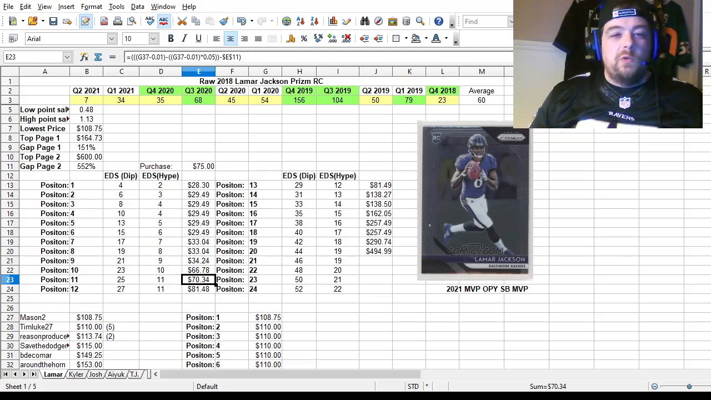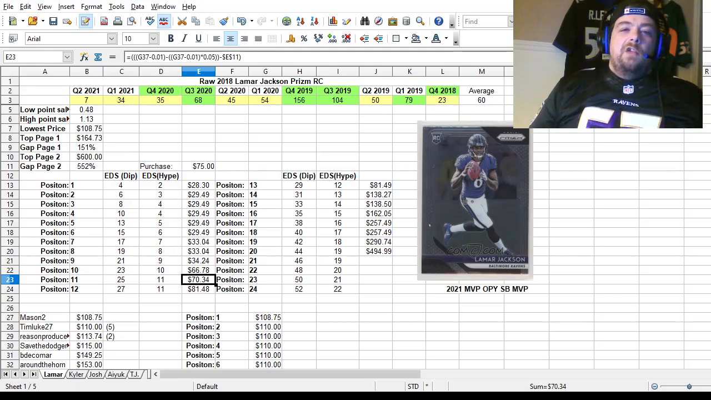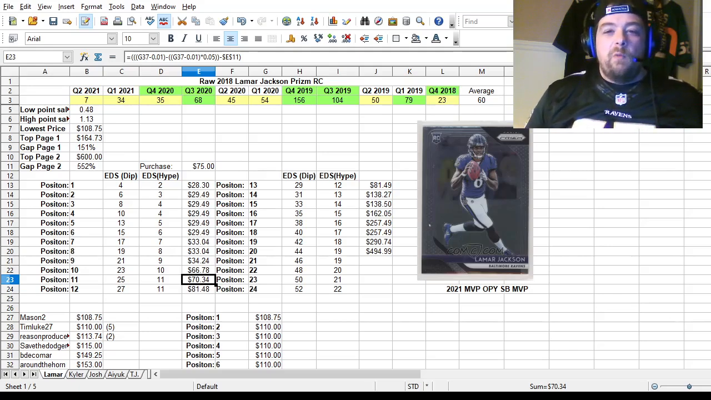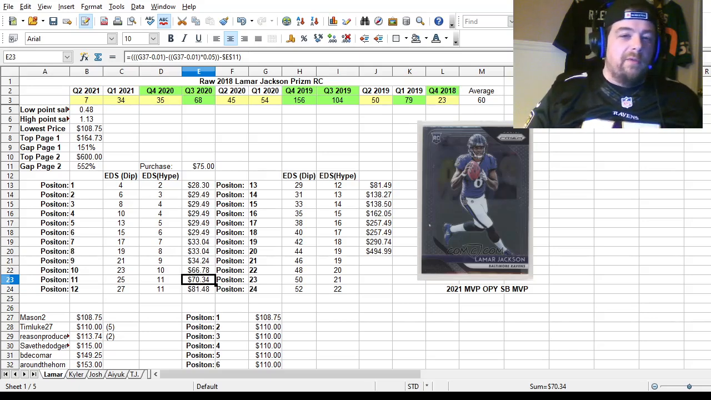I've got lots of work to do on the formulas, but I've got a good base of them down. Now I just need to tweak them, and then I'll hit them hard with testing. Luckily, being a computer programmer, setting up testing comes naturally to me, so I'm able to set up proper testing and get my results. So we look here. We're looking at the raw 2018 Lamar Jackson Prizm rookie card. He's my guy, so I've got to show him some love here.